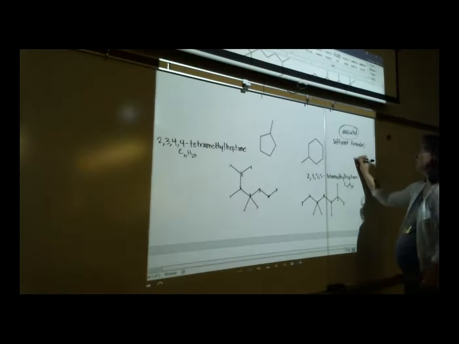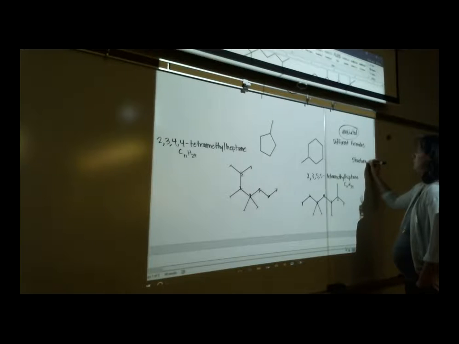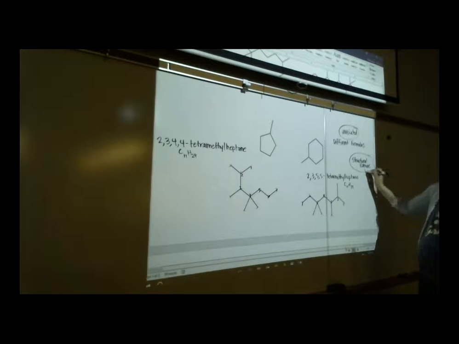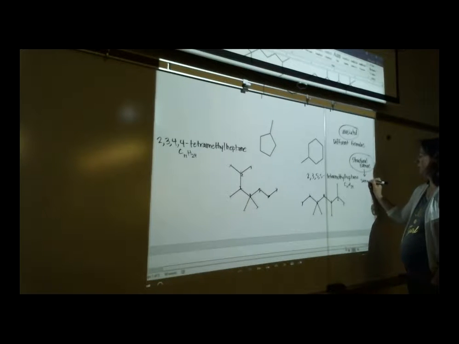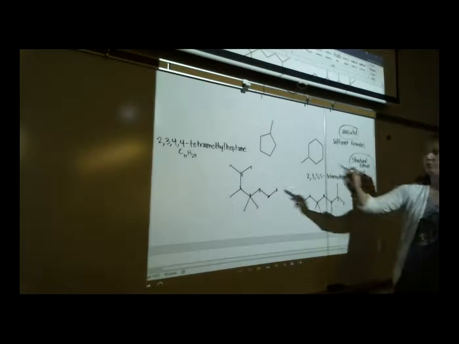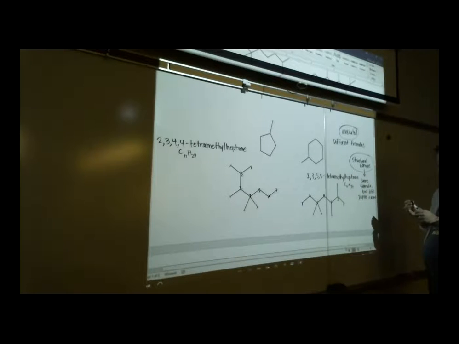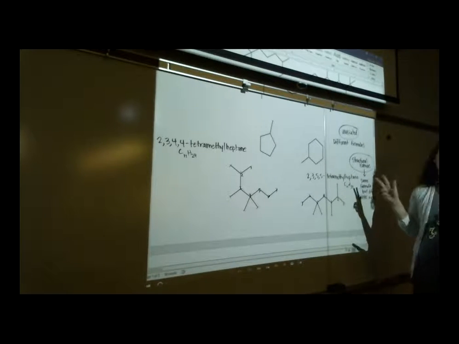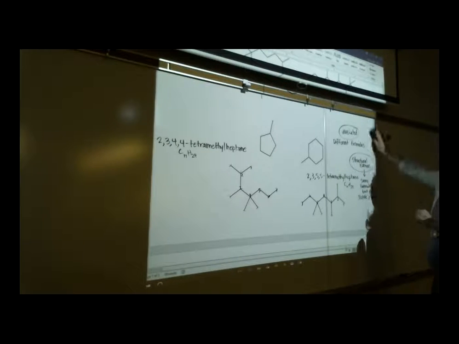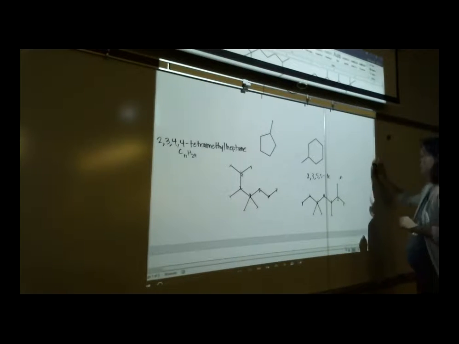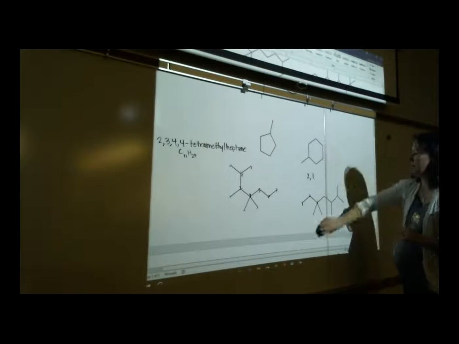Right, these are structural isomers. And what's the reasoning or the justification? They have the same formula, but different IUPAC name, right? One of them is 2355, one of them is 2344. Questions on these two pairs? All right, let's go on to the next part of this enrichment.